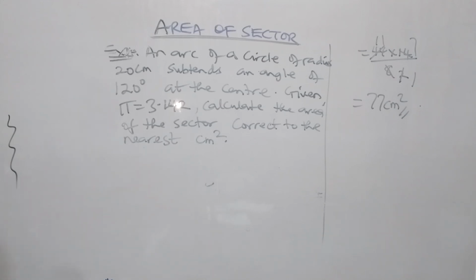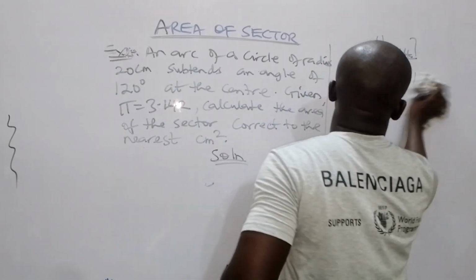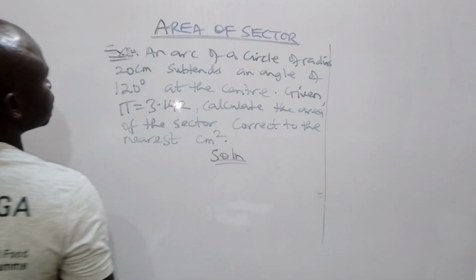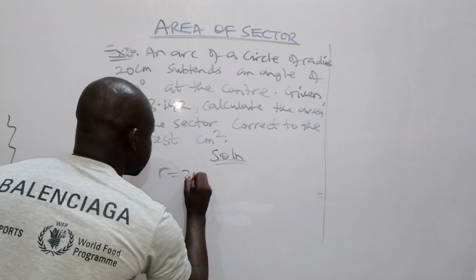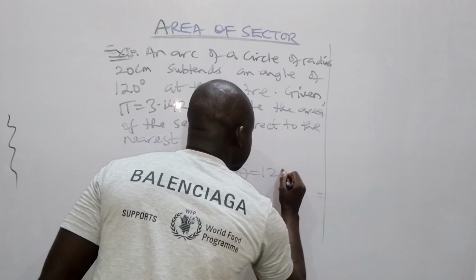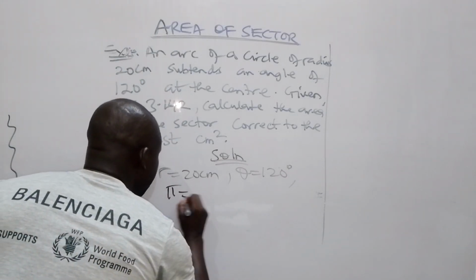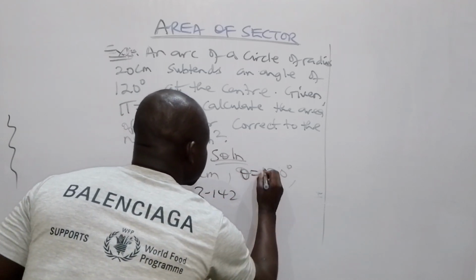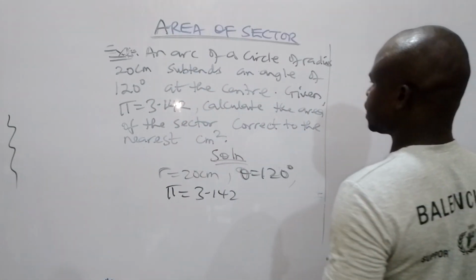Then we list out. That's the first step. We list out what we are given and what we are required to find. An arc of a circle of radius 20 centimeters, the radius r is 20 centimeters. Then we are given theta as 120 degrees. Then we are also given pi as 3.142. So we want to find the area of sector.